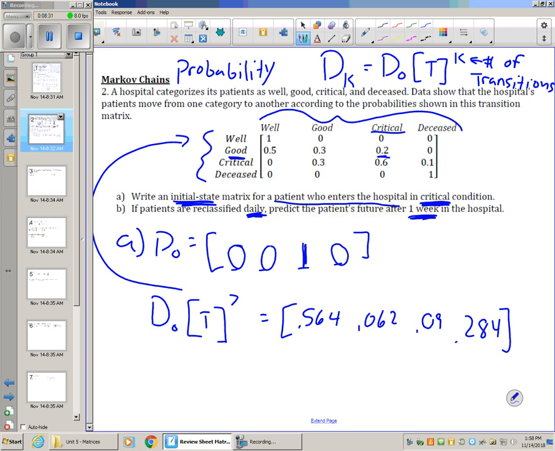So that's the breakup of the probabilities of what state he's in. What I'm saying is there's a 56.4% chance that he's well. There's a 6.2% chance that he is good. There's a 9% chance that he's critical. And there is a 28.4% chance that he is deceased. Okay, so know how to interpret those values.